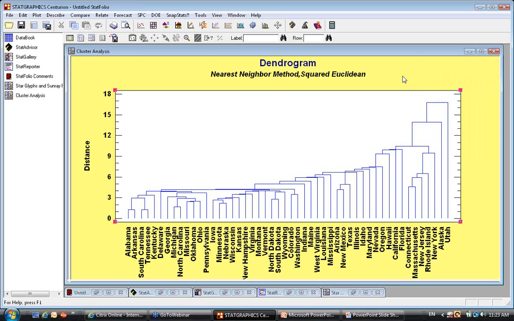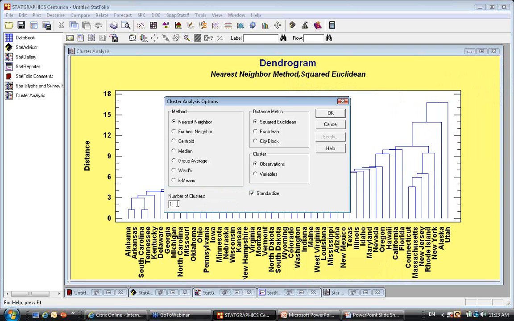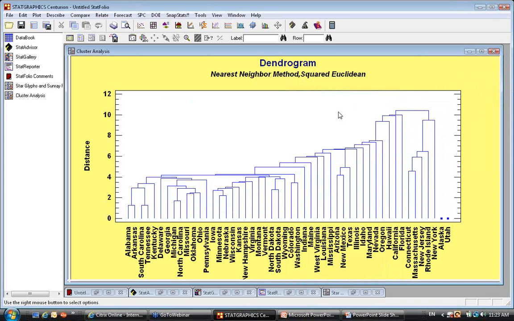Now what that means is that if I press the right mouse button and go to Analysis Options and tell it to stop after 3 clusters, I'll just change that to 3, Utah would end up in its own cluster, Alaska in its own cluster, and all the 48 other states would be in their own cluster. Now that's not really what I wanted to achieve. I really wanted to separate these states into major groups. Unfortunately, the nearest neighbor method really didn't do it for me.